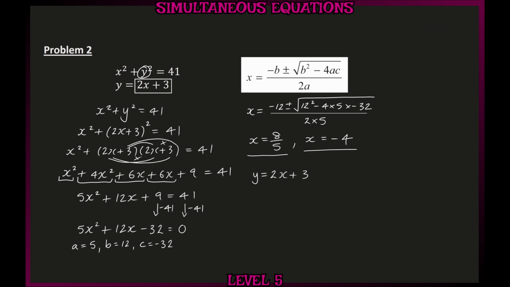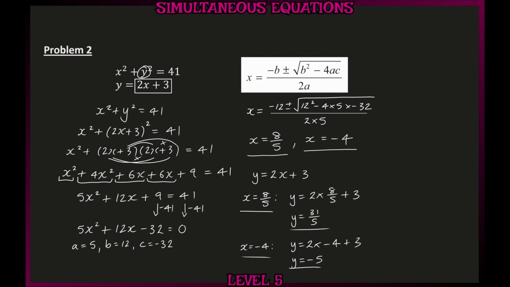So if we know that y is equal to 2x plus 3, if we first make x equal to 8/5, this then becomes y is equal to 2 multiplied by 8/5 plus 3, and 2 times 8/5 plus 3 gives us y is equal to 31/5. So these two form our first pair. If we now look at when x is equal to minus 4, we have y is equal to 2 times minus 4 plus 3. Well, 2 times minus 4 is minus 8. If we add 3 to that, we get minus 5. So y is equal to minus 5. And these two form our second pair.